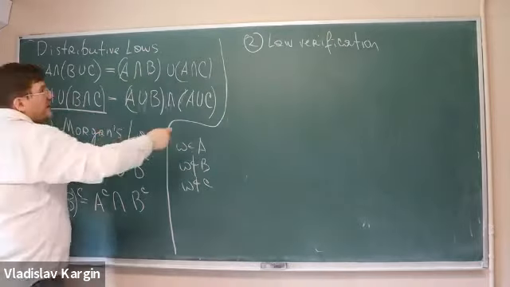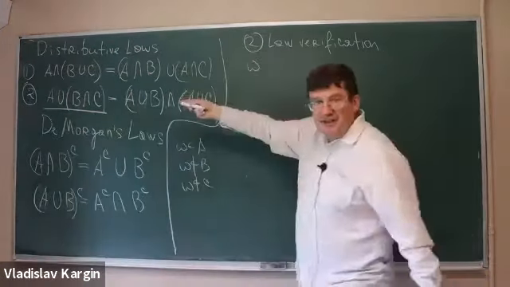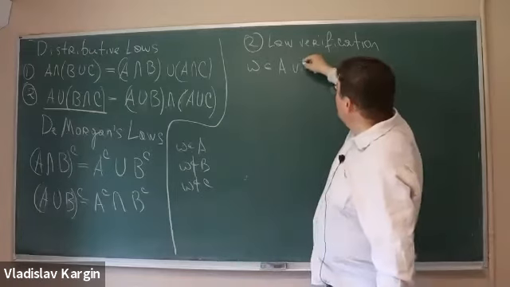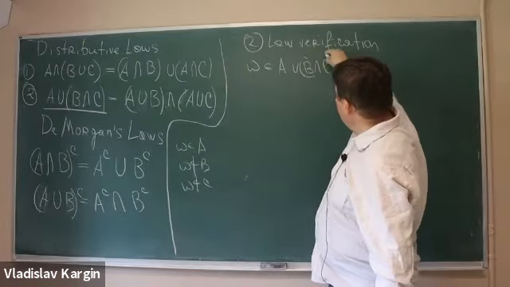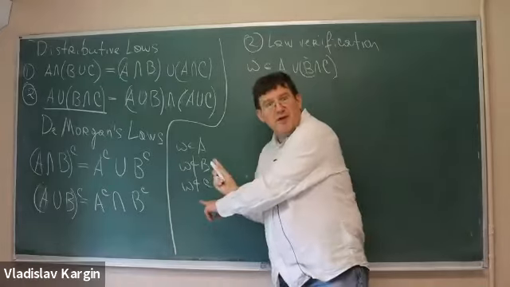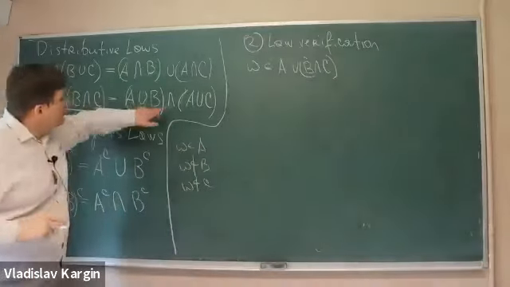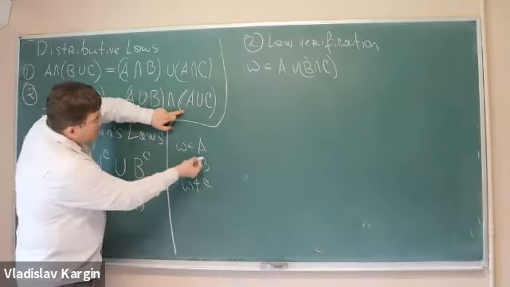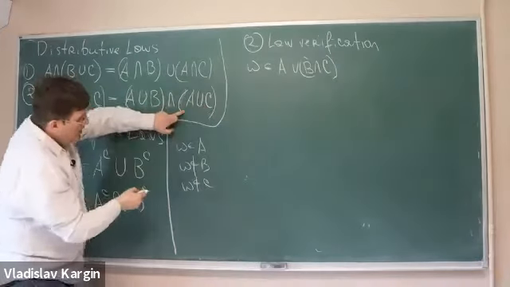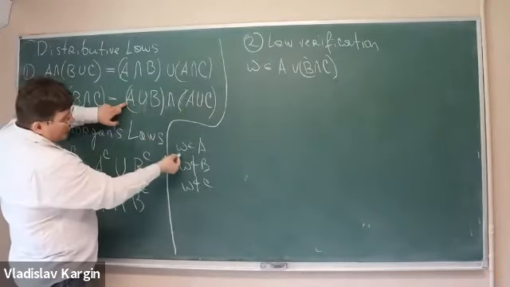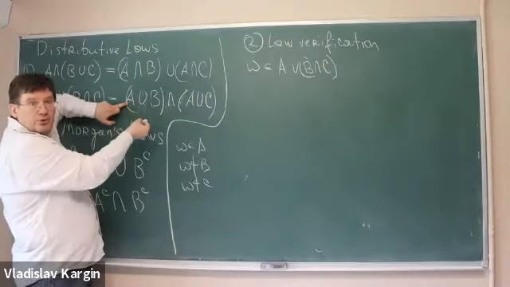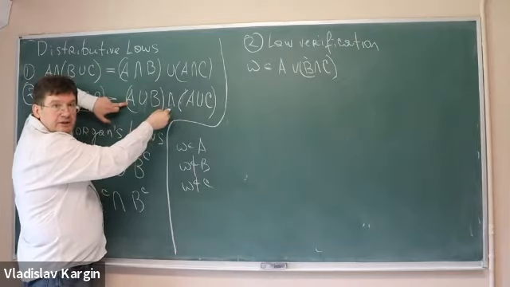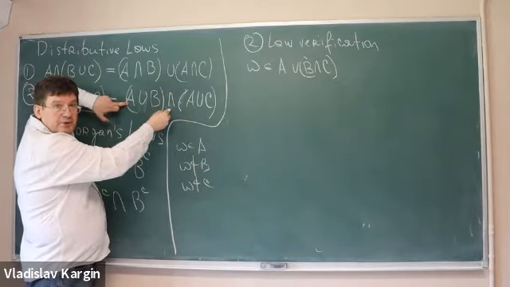So for the left-hand side, we checked that omega belongs to A union B intersect C, just for this specific case. Now we look at the right-hand side, A union B and A union C. Omega belongs to A here, so this is true. This is also true, and here the operation is AND: intersection of two sets corresponds to AND, so this is also true.